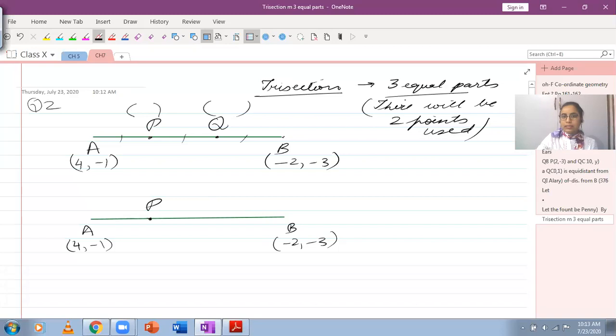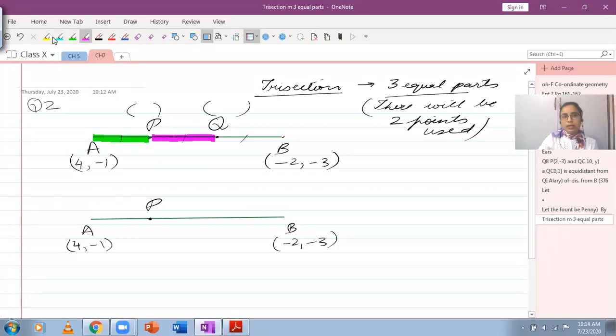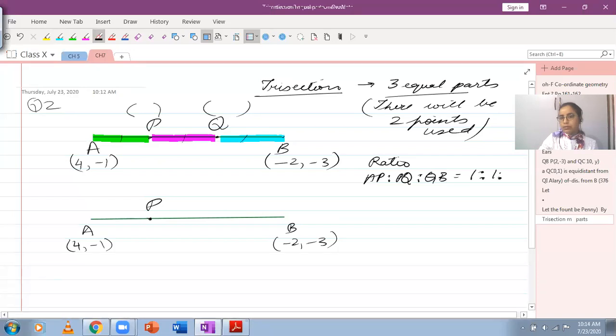In this case, in the first case, if I had to look at the ratio of these three parts, this is the first part, this is the second part, and this over here is the third part. The ratio of AP, PQ, QB is 1:1:1. Is that right?